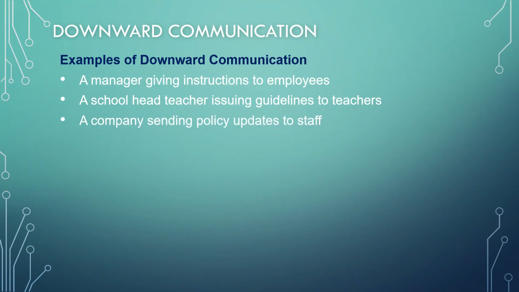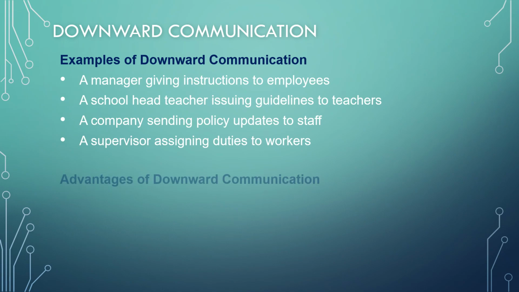When a company sends policy updates to staff, that is called downward communication. There is an update on the policy, and then that information is being sent to the members of staff. That is called downward communication. When a supervisor assigns duties to workers, we call that downward communication.